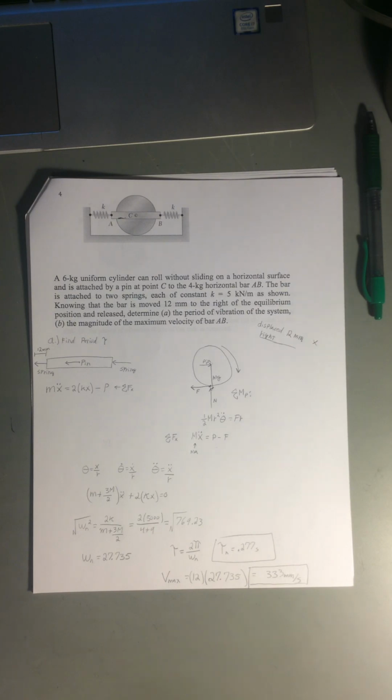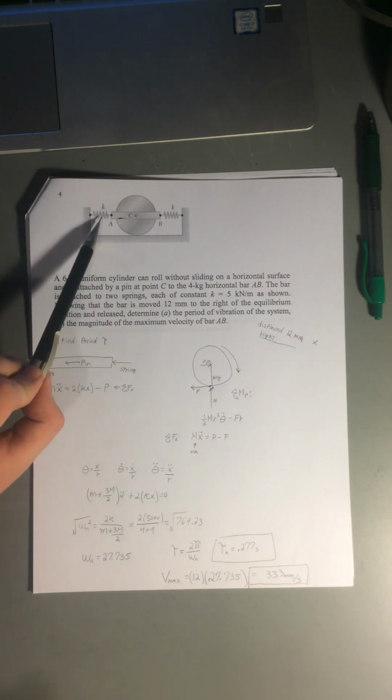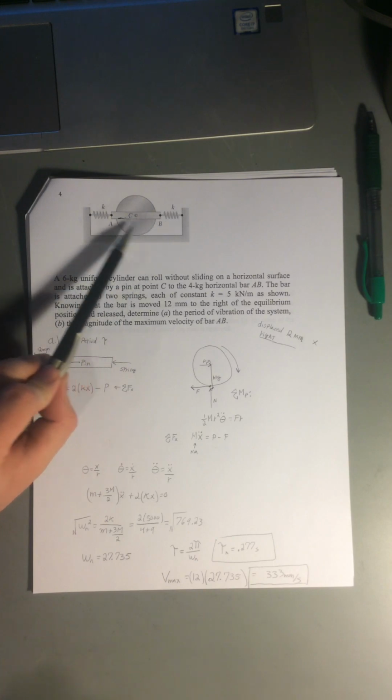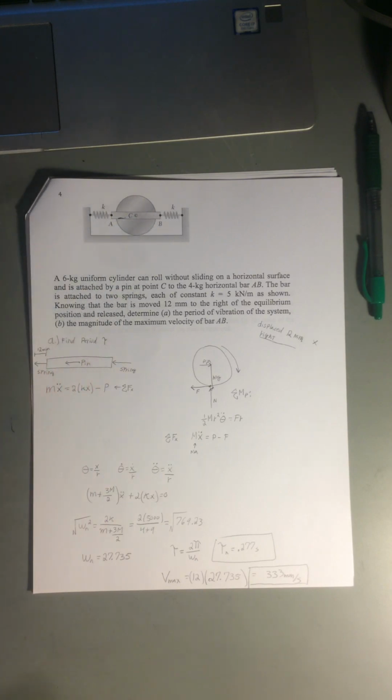Okay, so this is my work for problem number 4. In this problem, we have a diagram with a cylinder pinned to a horizontal surface, and an identical spring attached to each side. The problem tells us that this system is displaced to the right 12 millimeters, and it wants us to find the period of vibration for this system, and also the magnitude of the maximum velocity of this bar.